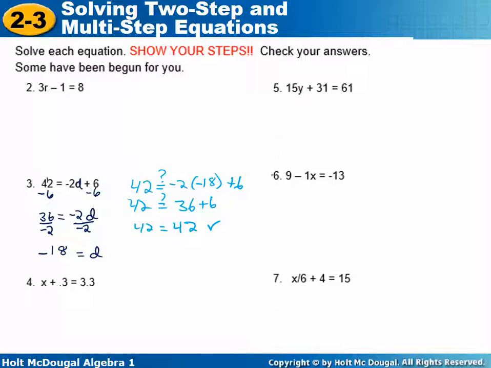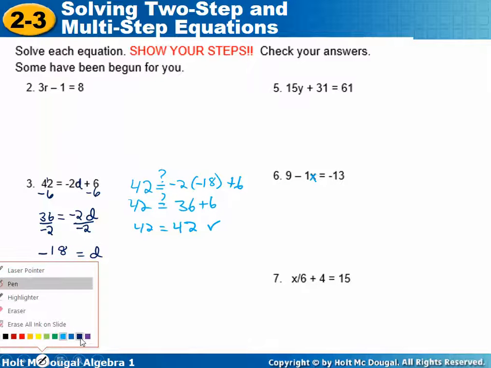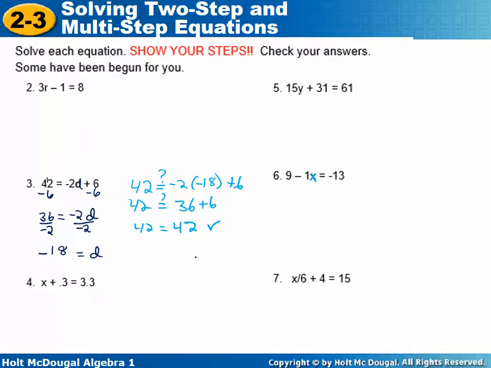All right, I want to look at number 6 as well. Number 6, we have x is the variable. It is being multiplied by negative 1, and then we have a 9 that's actually added to it. It might not look like 9 is being added to it, but it is, because there's not a plus sign in front of the 9, but it's a positive number, so it's being added. So the first thing that I want to do is undo the adding 9. So how do I undo that 9? I subtract 9 from both sides of the equal sign.